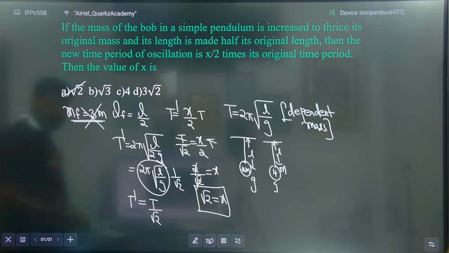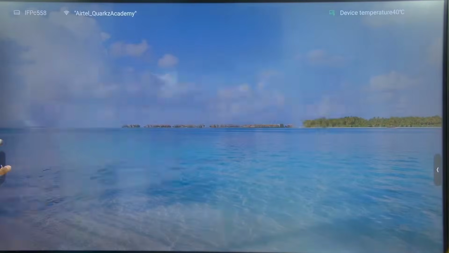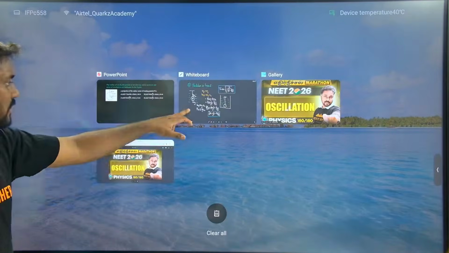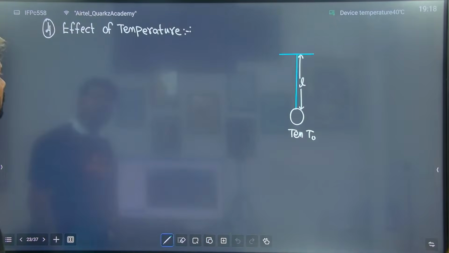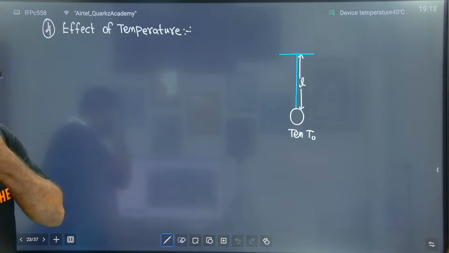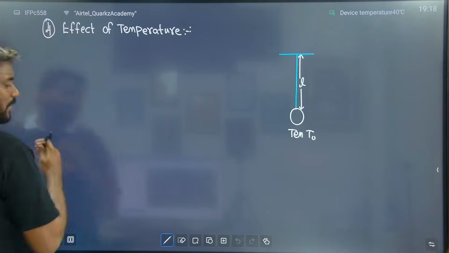Yes. That's it. So now we'll move to the next point based on this relation. Next is the effect of the temperature. Effect of the temperature, let's see what happens, because it is that. The effect of temperature is a very, very important thing.